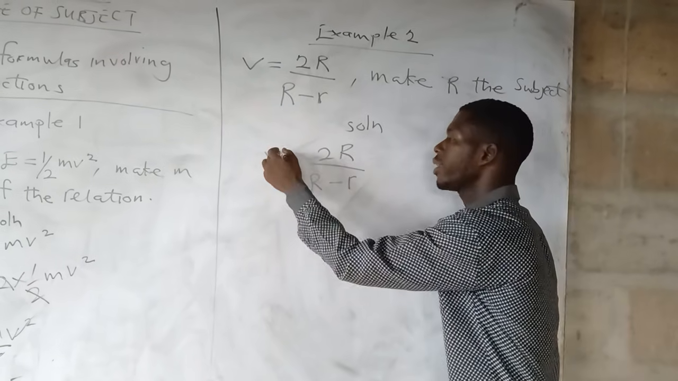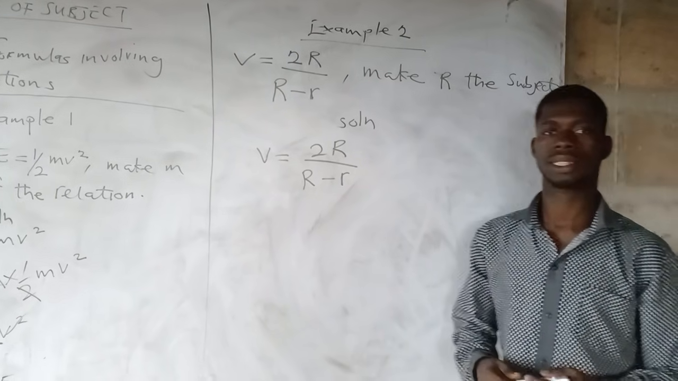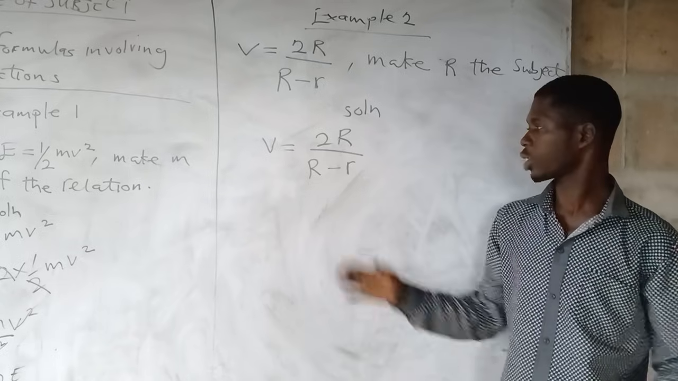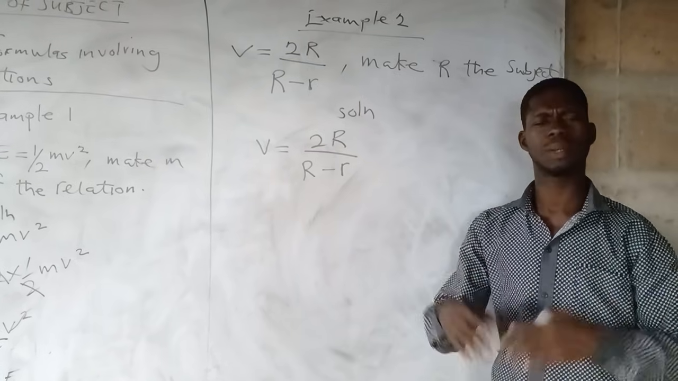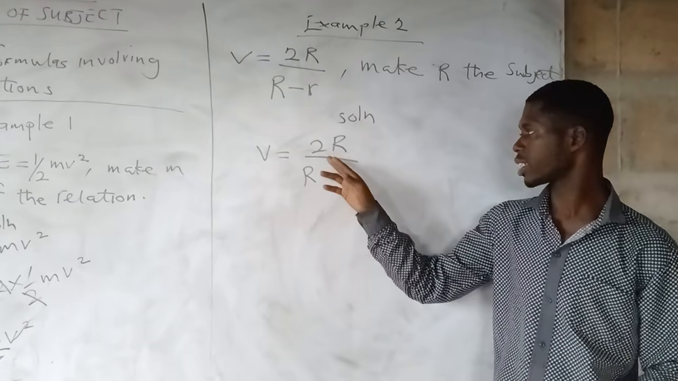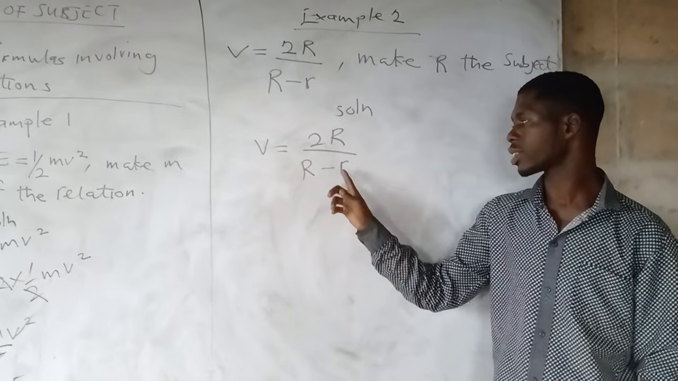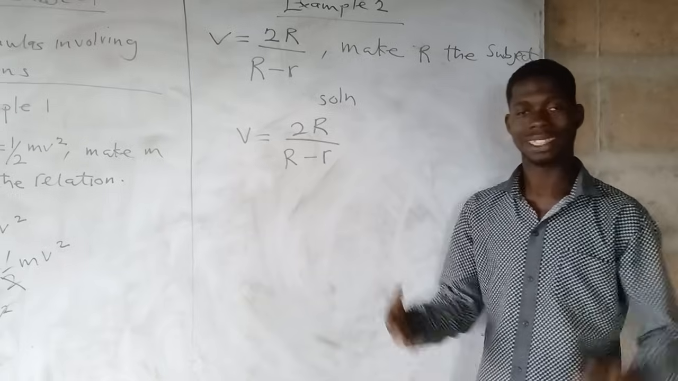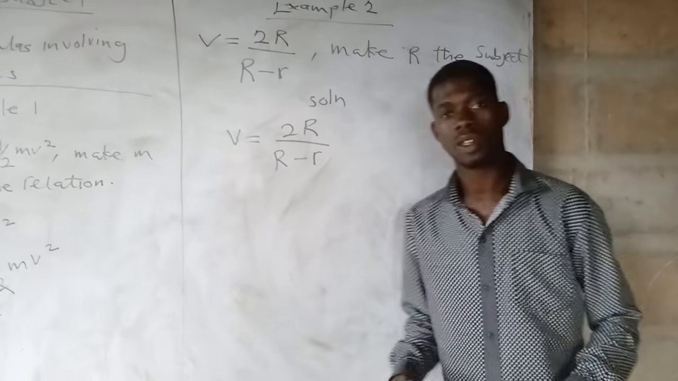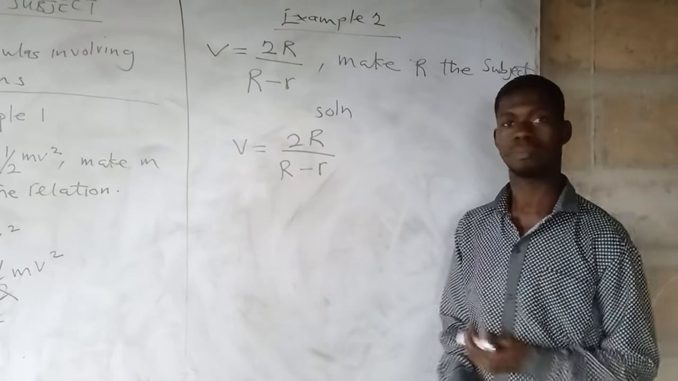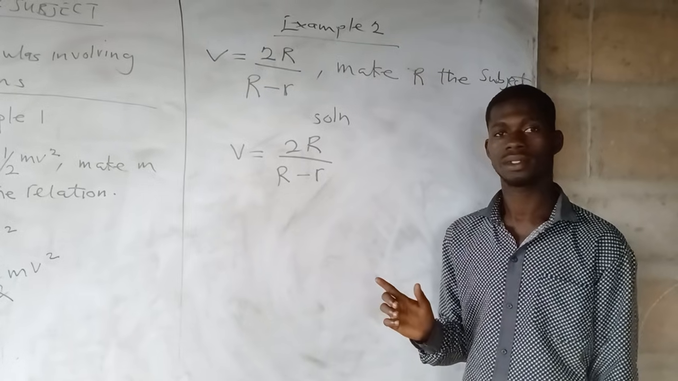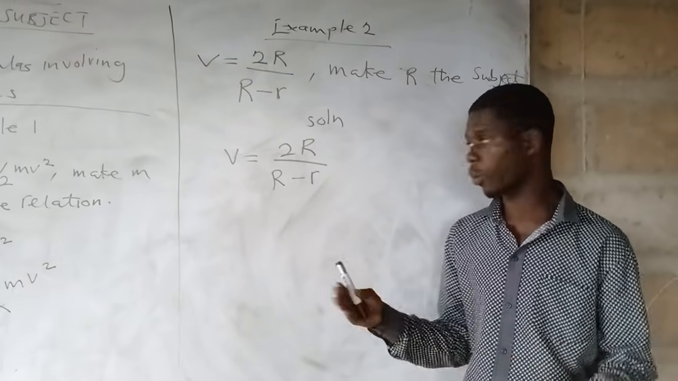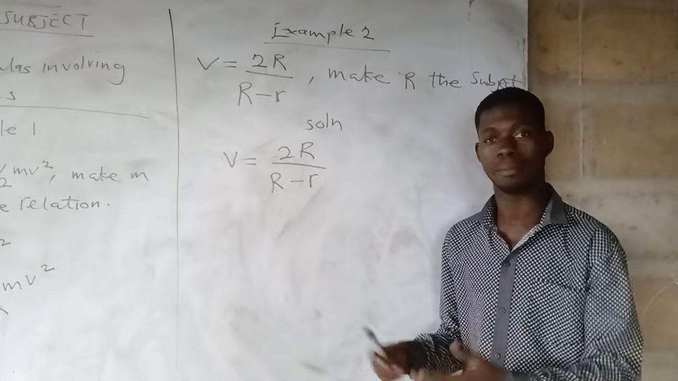So we are making the capital R the subject of this relation or formula, right? First of all, we can see that we have a fraction here. So we are supposed to eliminate the fraction. The denominator of this fraction is capital R minus small r. For you to eliminate the fraction, you're supposed to multiply each term by that denominator, like how we did for example 1, right?